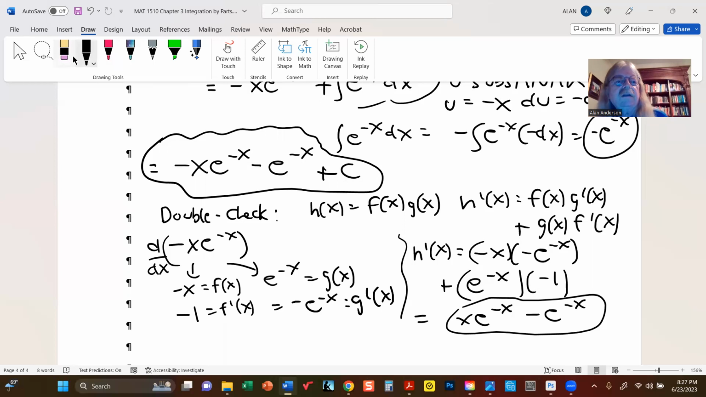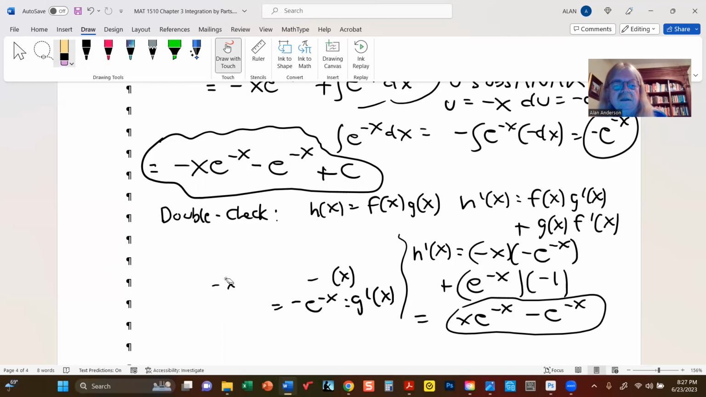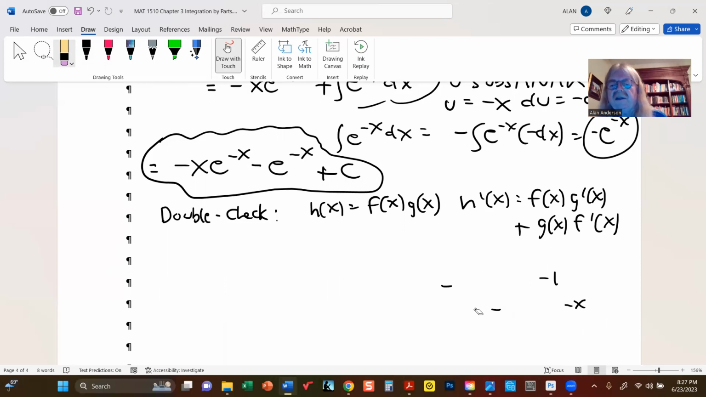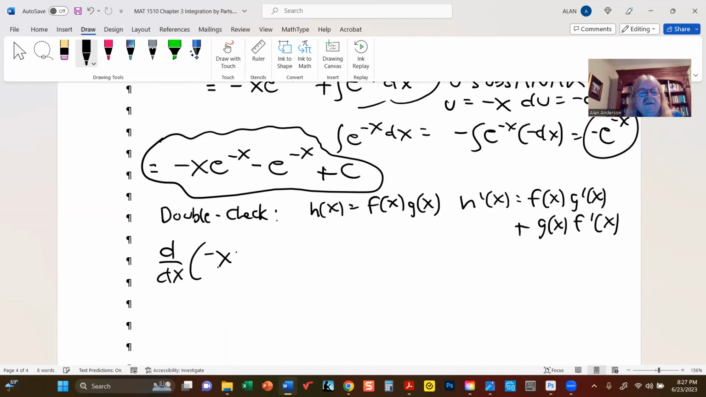You know what? I'll tell you what. Let me do this again. I want to make it a little neater. All right. So in other words, what we're going to do is start by finding the derivative of this piece by itself.